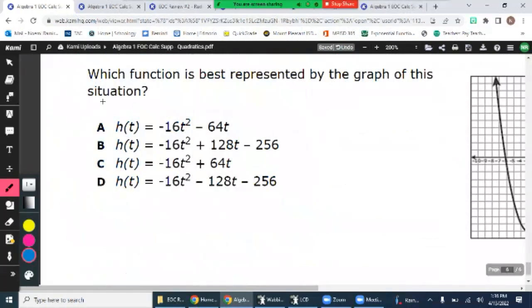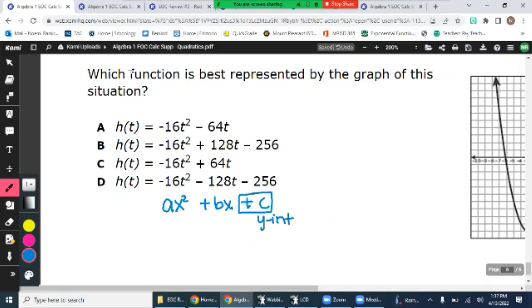Look at your answer choices. They're all in standard form. Standard form for a quadratic is ax squared plus bx plus c. What part of standard form represents the y-intercept, A, B, or C? C represents the y-intercept. And what two answer choices have a y-intercept that does not represent a 0, 0 y-intercept?